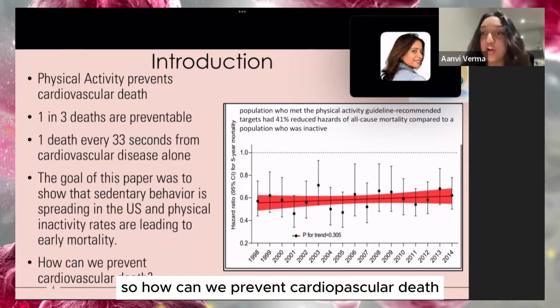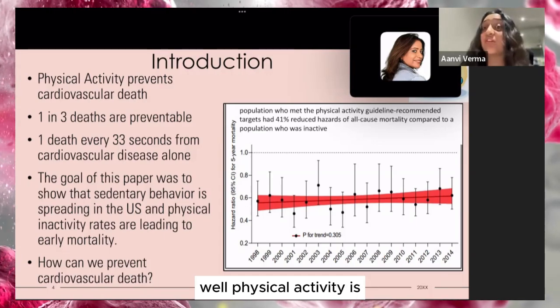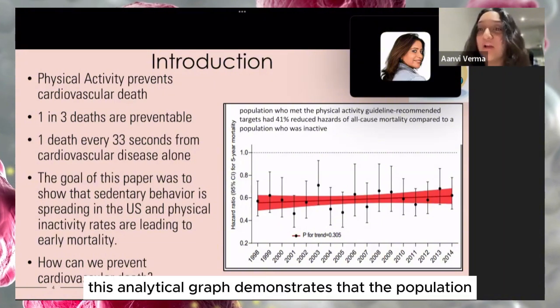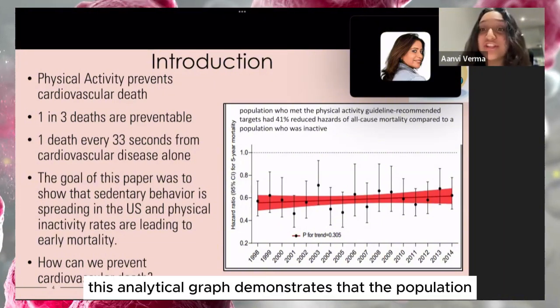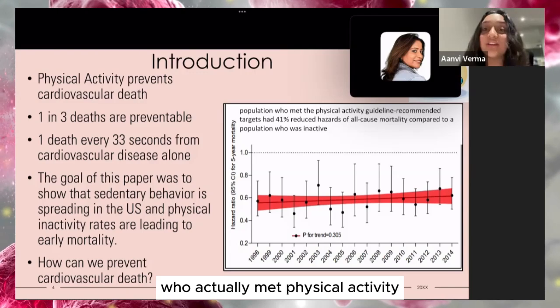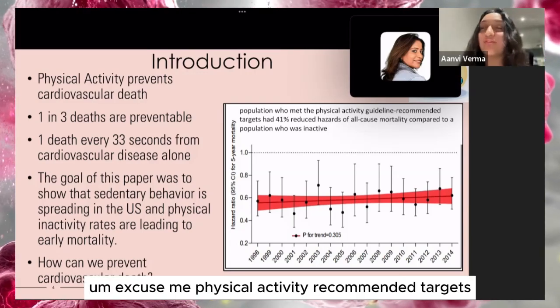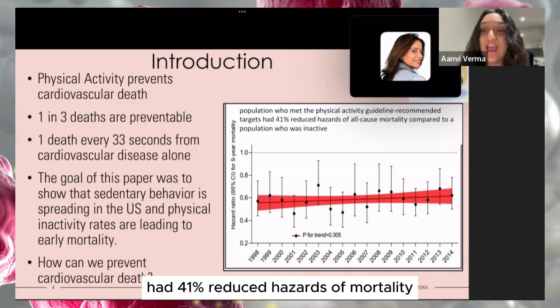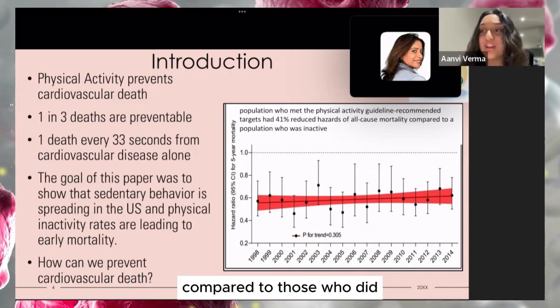So how can we prevent cardiovascular death? Well, physical activity is actually the real key to reducing death. And this analytical graph demonstrates that the population who actually met physical activity recommended targets had 41% reduced hazards of mortality compared to those who didn't.